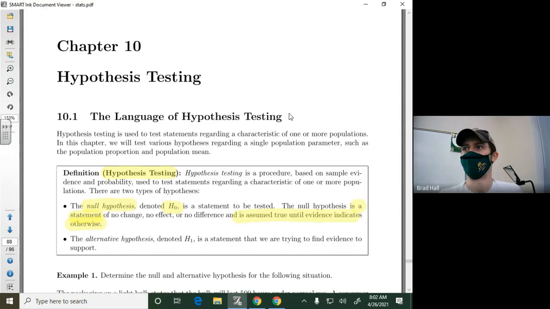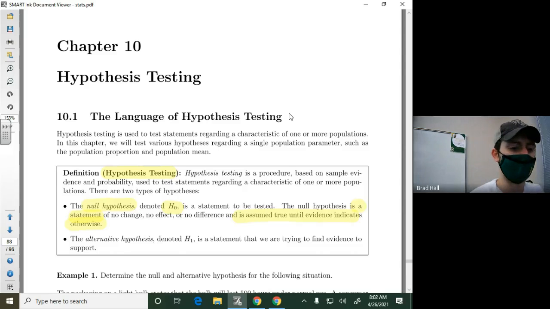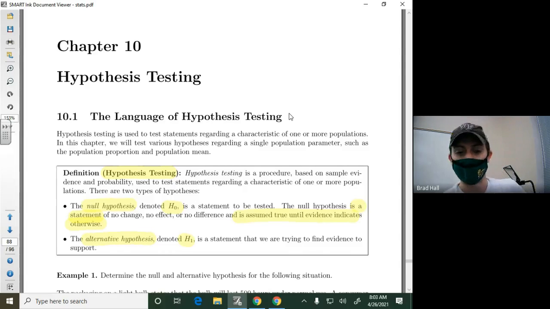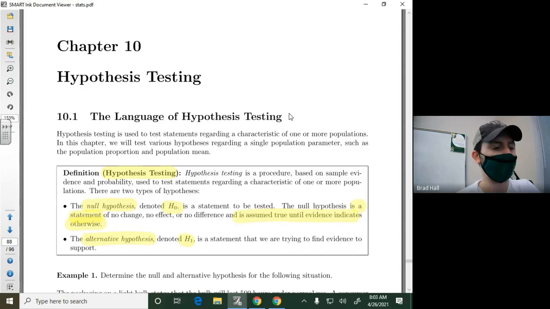It's assumed true. It's not absolutely true, but it's assumed to be true until some other alternative idea comes into play. And that segues straight into the alternative hypothesis, which is H with a little 1 next to it. So you'll hear me say H1. And as you would imagine, it's some sort of alternative hypothesis to the null one. So it is a statement we are trying to find evidence to support.